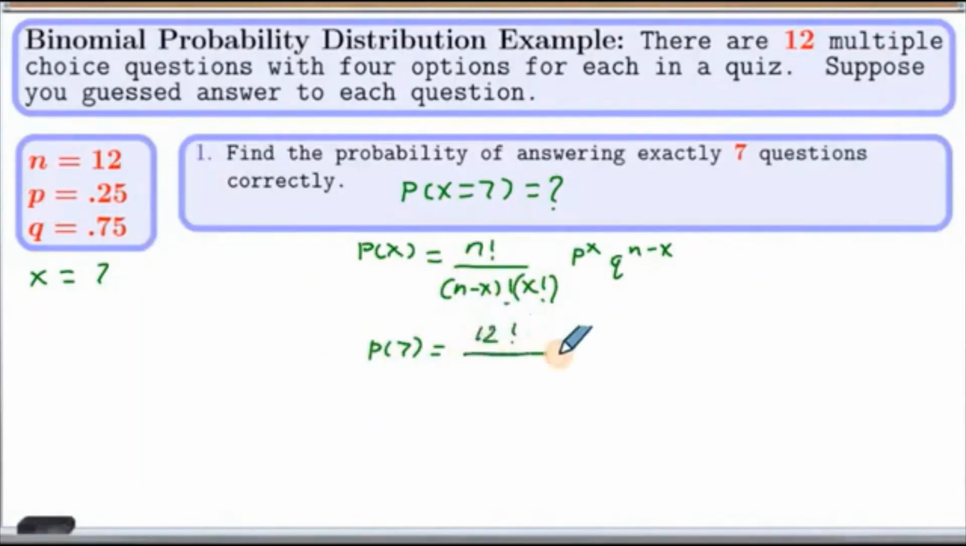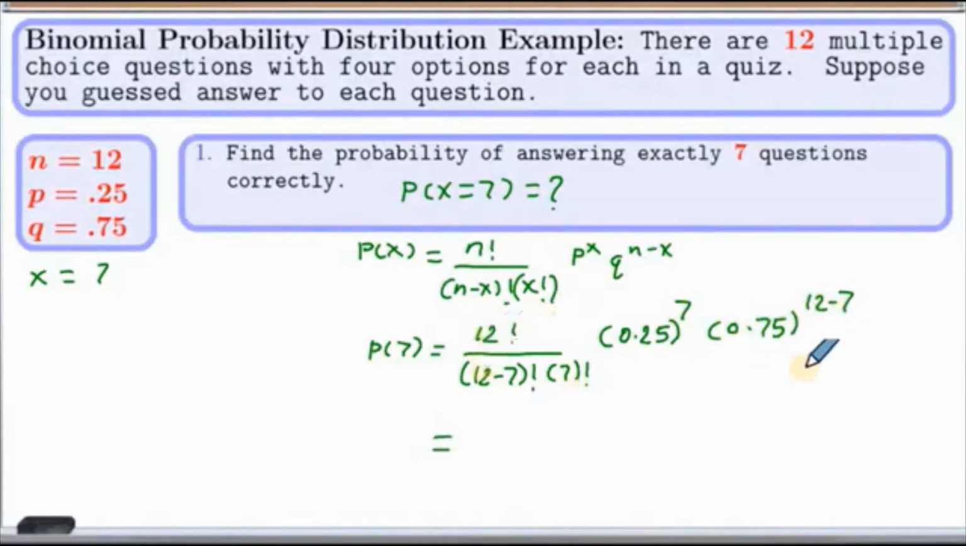So doing that, we get 12 factorial over (12 minus 7) factorial, 7 factorial. And here is 0.25 to the power of x, which is 7, and here it is 0.75 to the power of 12 minus 7. So plugging these numbers into the calculator, this whole thing comes out to be 0.0115.